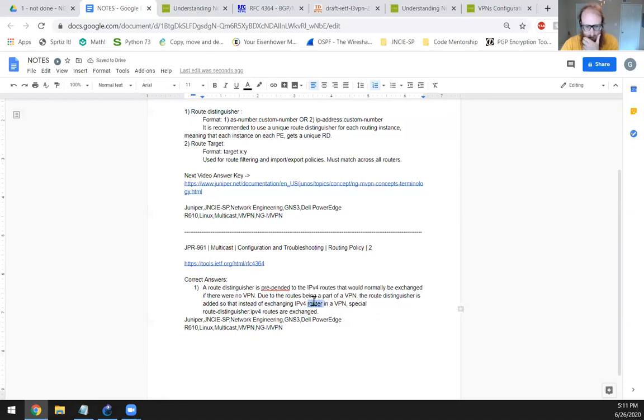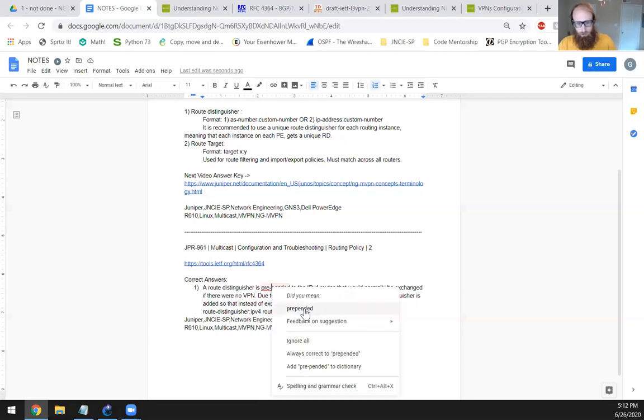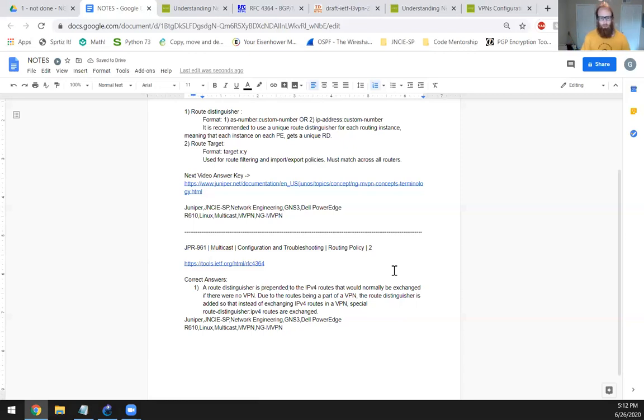And you can see that very clearly in the routing table. It'll have a special routing table for the VPN, and you will see, instead of just having regular old IP addresses, you will have the route distinguisher prepended to those addresses. So the correct answer is a route distinguisher is prepended to the IPv4 routes that would normally be exchanged if there were no VPN. Due to the routes being a part of a VPN, the route distinguisher is added so that instead of exchanging IPv4 routes in a VPN, special route distinguisher:IPv4 routes are exchanged.